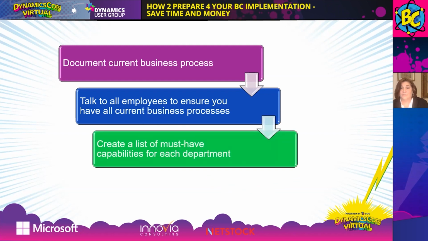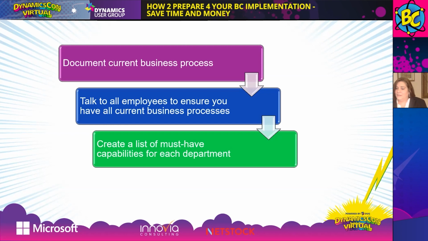Create a list of must-haves for each of these departments. So there will be things that, hey, this is it, I gotta have it. If we don't have this, it's a no-go, we're not doing it. So make sure you have those lists ready for your partner that say, hey, here are the things purchasing absolutely must have. Here's the things accounts receivable absolutely must have. Here's what our receiving team absolutely must have.